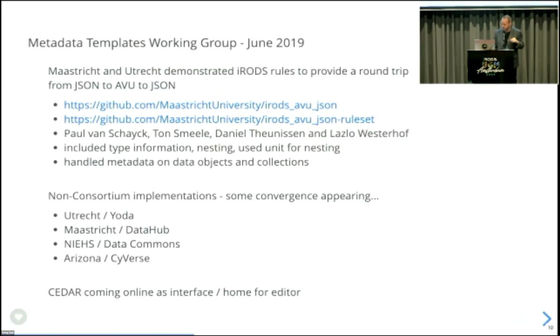Code's there. Some of these famous people are in the audience today. They included type information for the first time. They demonstrated nesting, complicated, they figured it out. They used the unit of the AVU to keep track of that. That was new.